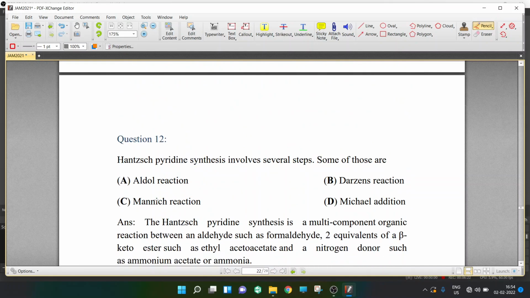Okay, next question. Hantzsch pyridine synthesis involves several steps. Some of those are the aldol reaction, Knoevenagel reaction, Mannich reaction and Michael reaction. Now this Hantzsch pyridine synthesis is very important for most of the competitive examinations. I have found them many times in GATE, JAM and NET. So please go through it, be very clear about it.